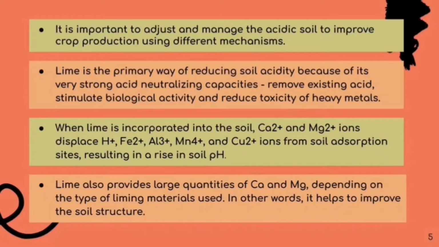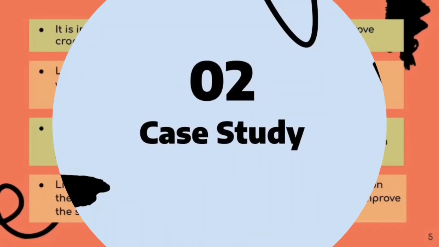When lime is incorporated into the soil, calcium and magnesium ions displace hydrogen, ferrum, aluminum, manganese, and cuprum ions from soil adsorption sites, resulting in a rise of soil pH. Lime also provides large quantities of calcium and magnesium, depending on the type of liming materials used. In other words, it helps to improve the soil structure.